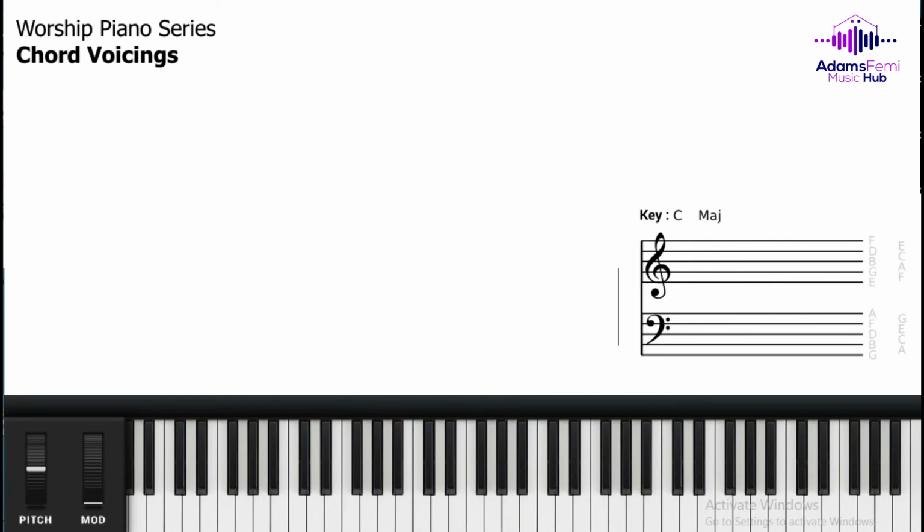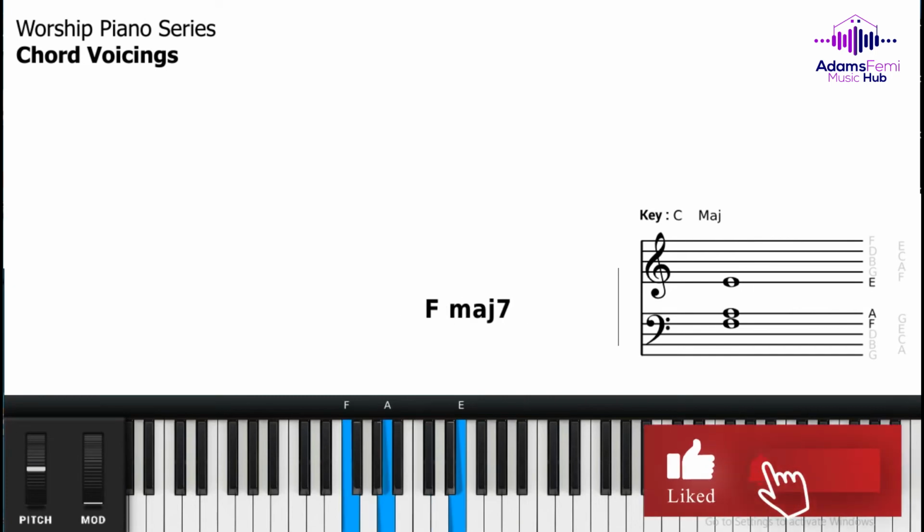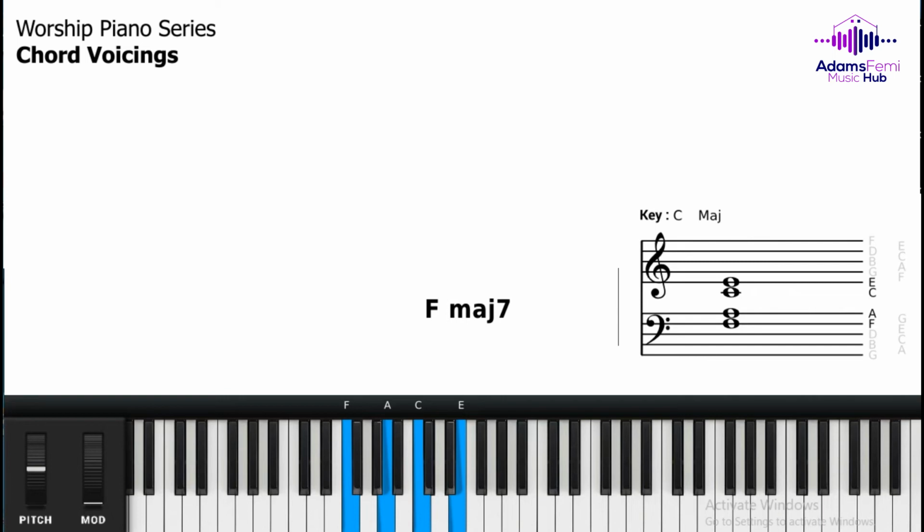This is your F major seventh chord. Your major seventh chord is formed by playing your root, your third, your fifth, and your seventh. Now to form this chord, we're taking our second lowest note, which in this case is A. Can you see? 1, then 2. This is our second lowest note. Then we're taking it to the right by an octave. So we're taking our hands off here and bringing our hands here. So that's how we formed our chords.